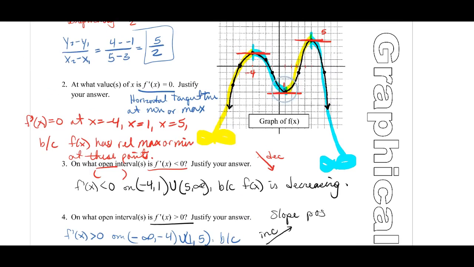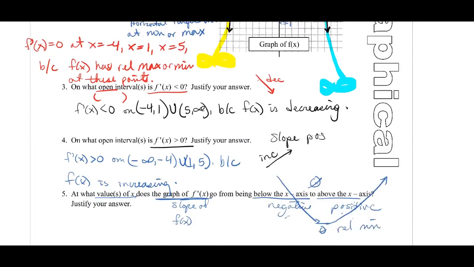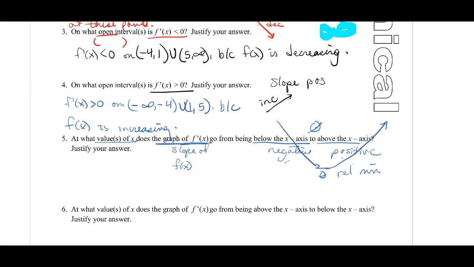Looking at my graph, I have a relative minimum at x equals 1 right here. So I can say at x equals 1, because the function has a relative minimum.